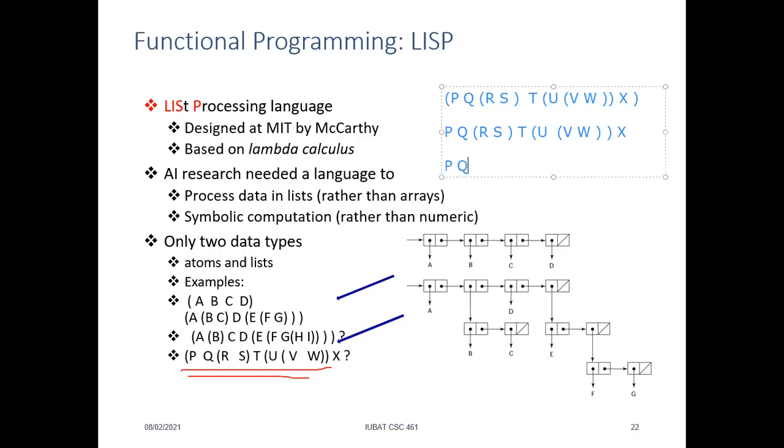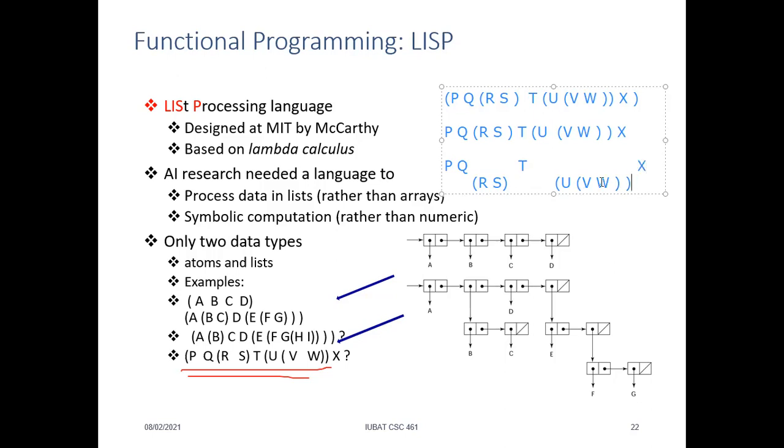Now P and Q will be here, but R and S are nested. So they will go one level down. Let me write it this way. R and S. Then let's say T will be here. Then U, V, W, they will go one level down. So we can say here, let's say that U, V, W, and finally X will be here. So this is the first operation.